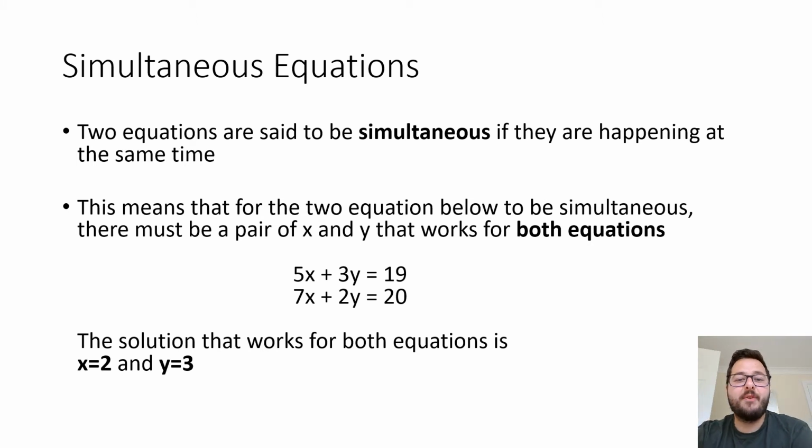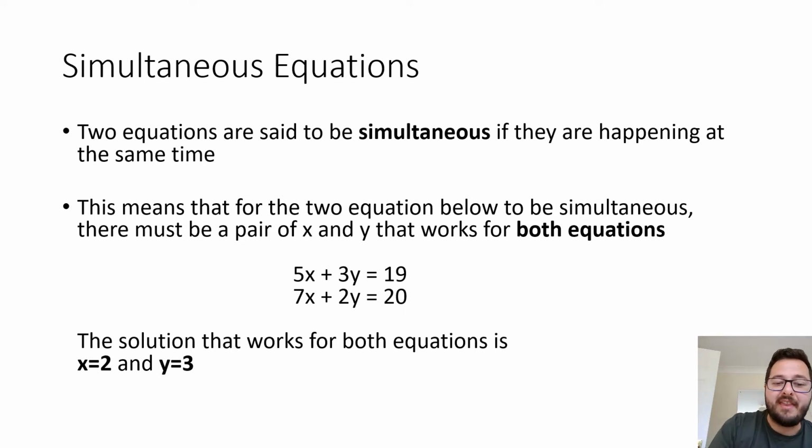This means that for the two equations below to be simultaneous, there must be a pair of x and y that work for both equations. So here we've got 5x plus 3y is 19, and we've got 7x plus 2y is 20. So there's got to be an x and y that work for both of those, and it turns out that x is 2 and y is 3.